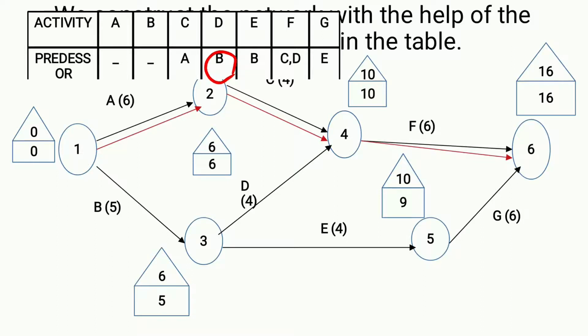In the same way, E is also coming from B. So from B we are getting D and E. In the same way, F is starting from C and D. Here C and D are joining, and from that F is coming out. In the same way, G is from E. From E, G is coming out. Here G is the ending event.